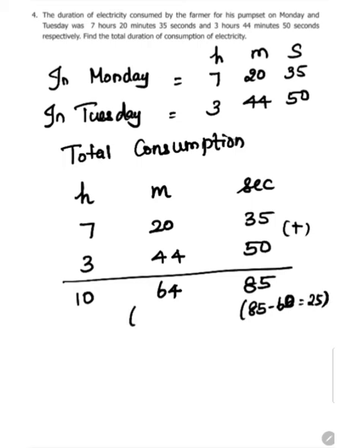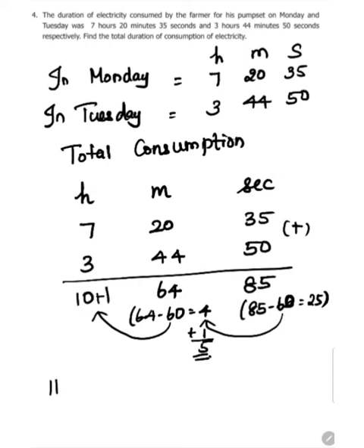Here also, 64 minus 60, so 4 remaining. This 60 comes here as 1 minute, so 5 minutes. Then again this 60 goes here as 1 hour. So 10 plus 1. The answer is 11 hours 5 minutes and 25 seconds.